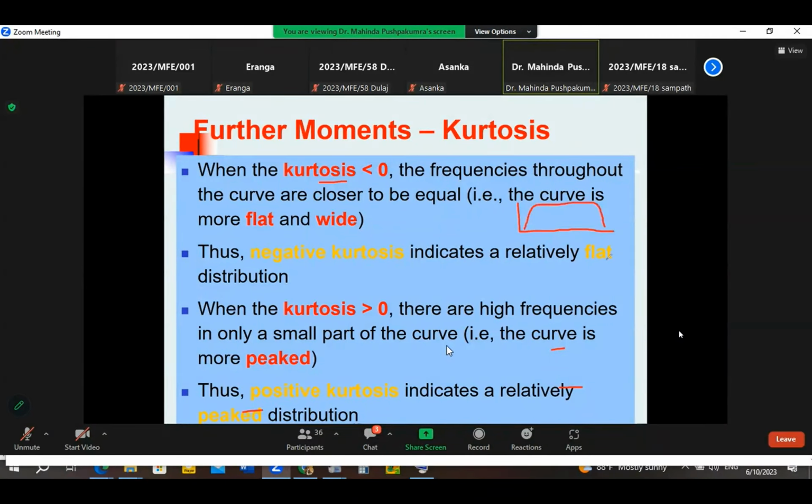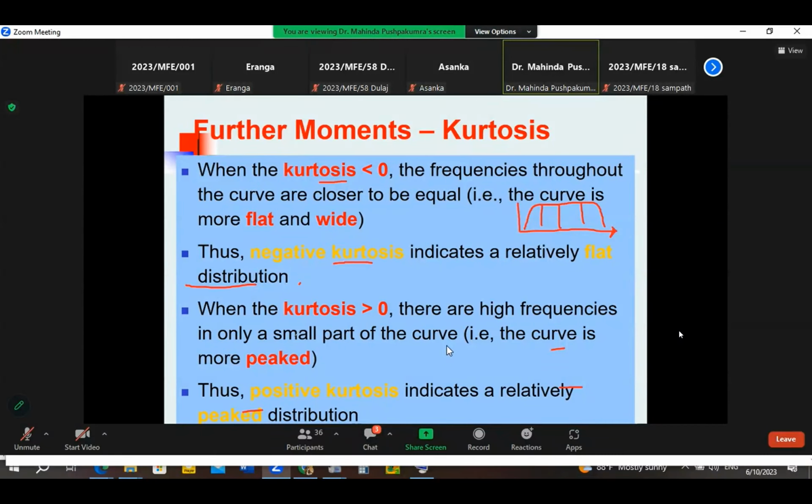It is something like this. The frequencies are equal. Flat curve. Negative kurtosis indicates a relatively flat distribution. The distribution is flat.